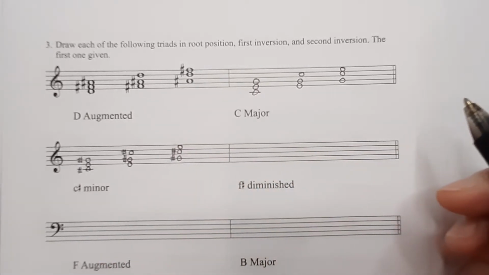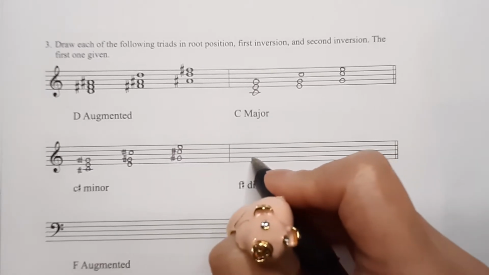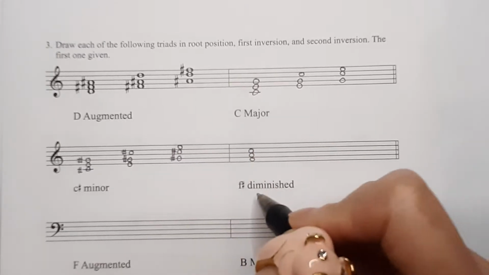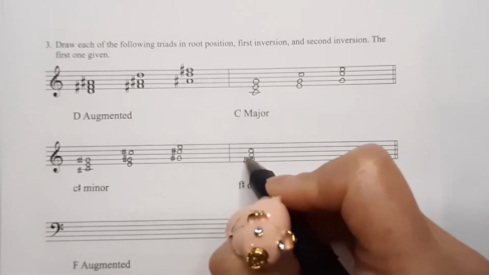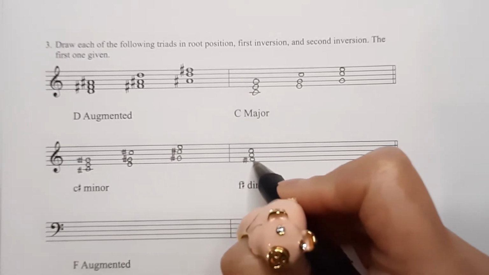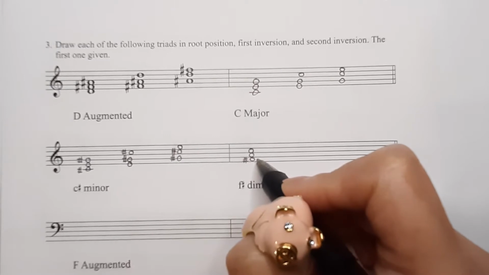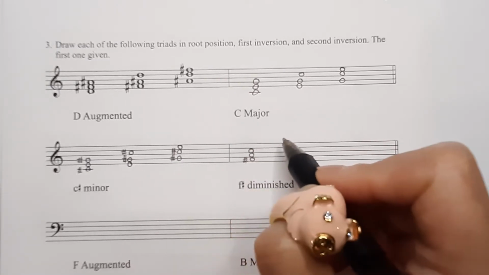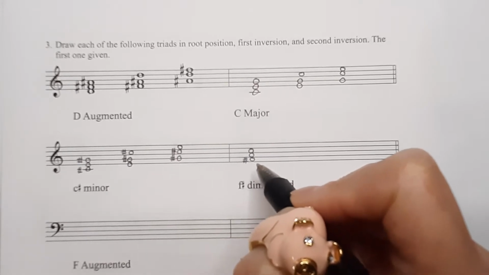Got it? Okay. Now F sharp diminished. Easy. All right. Now we're going to figure out the diminished triad. In the key of F sharp major, you have all the sharps except B, right? So when you sharp all 3 of them, it is F sharp major.